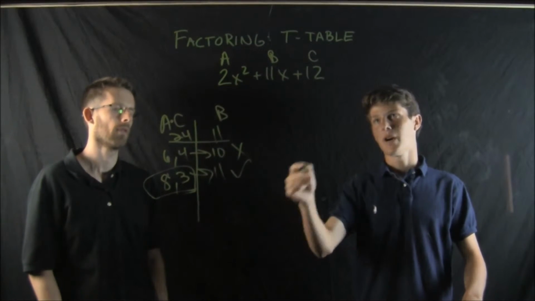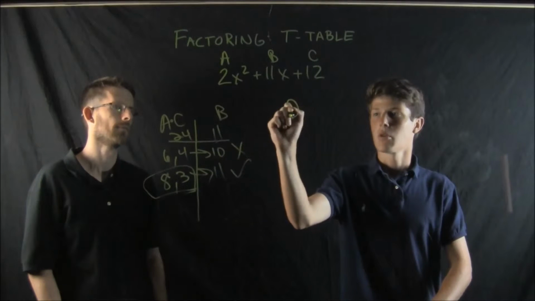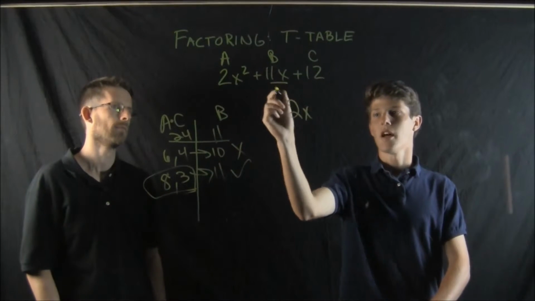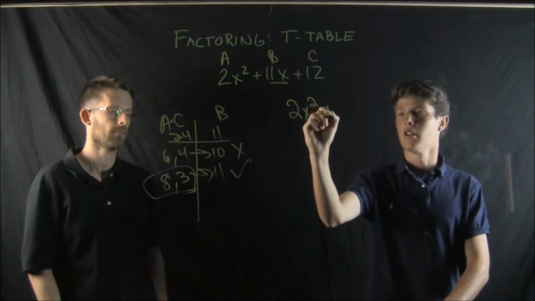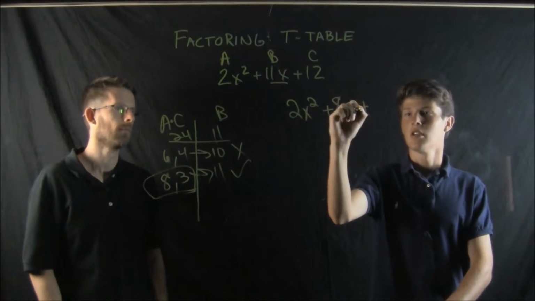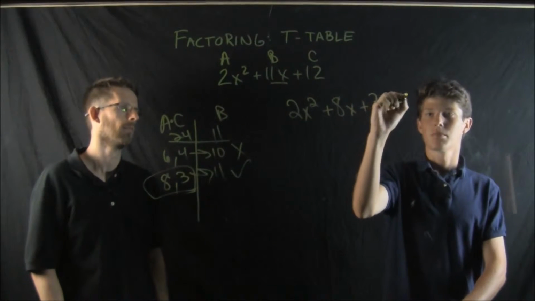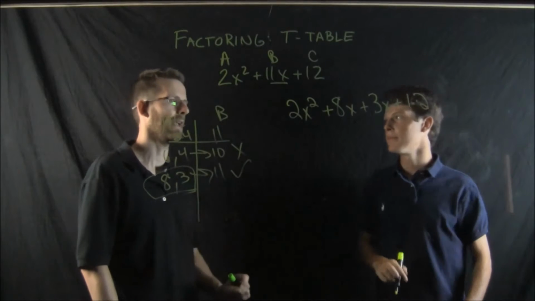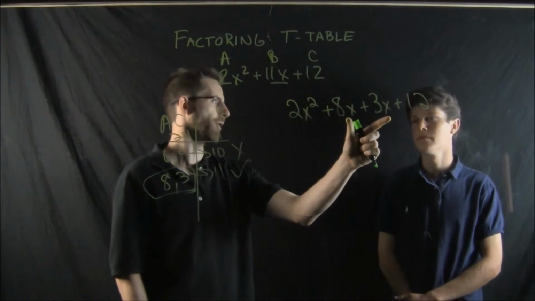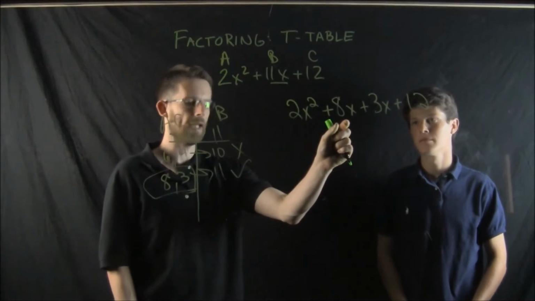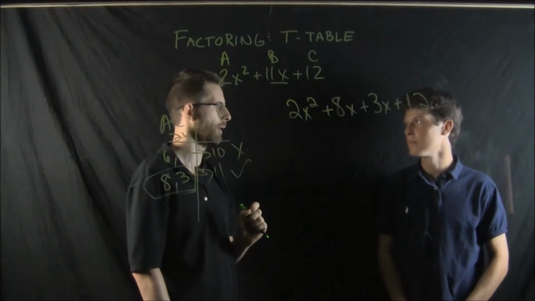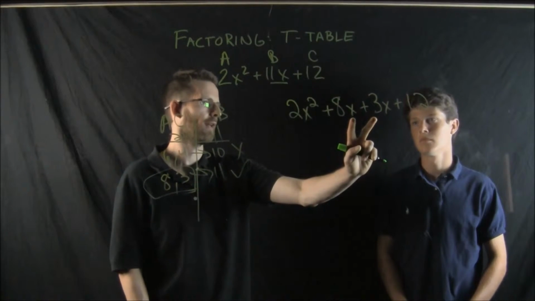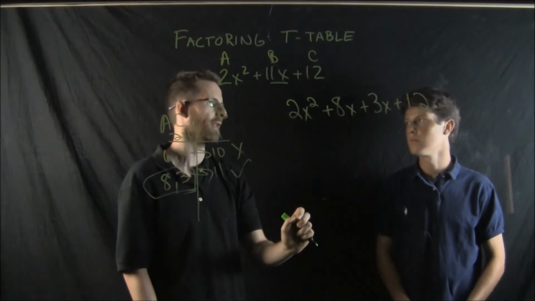So we bring those back up to the original, and we're going to write them in place of the 11x. So we have 2x squared plus 8x plus 3x plus 12. Let me jump in and say one thing. It doesn't matter what order you put these in. You could have written 3x plus 8x, and it would still work. But in this case, Cole decided to go with 8 first and 3 second.